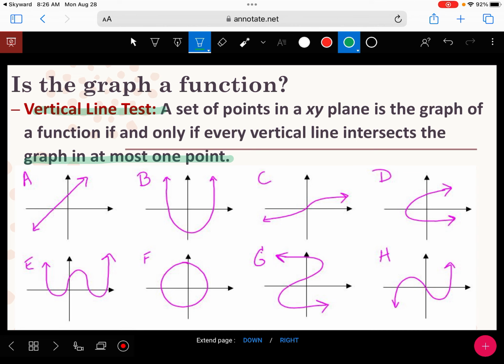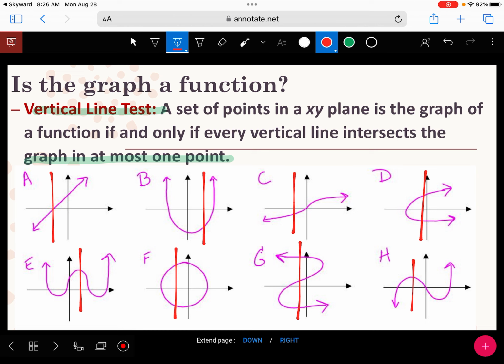All right, so 5 of these are functions. See if you can figure out which 5 will pass the vertical line test. So 5 of these graphs are functions. So if I draw a vertical line, okay, I drew a vertical line through every single graph. If my red line crosses the graph only one time, it is a function.